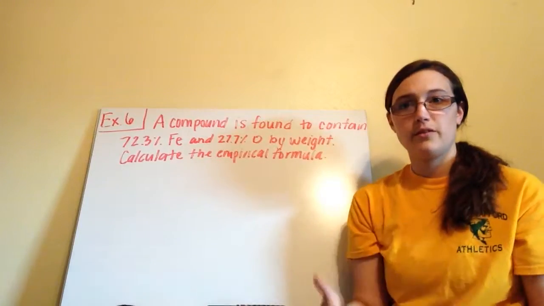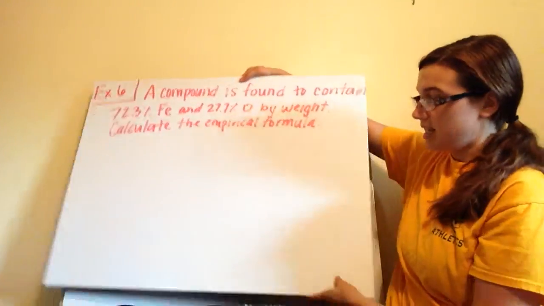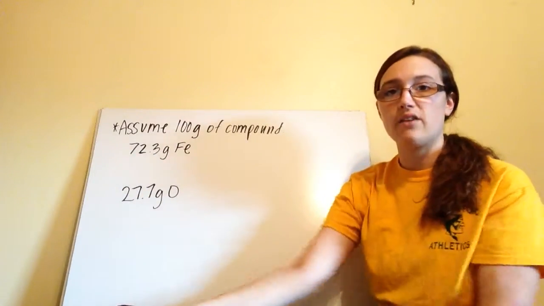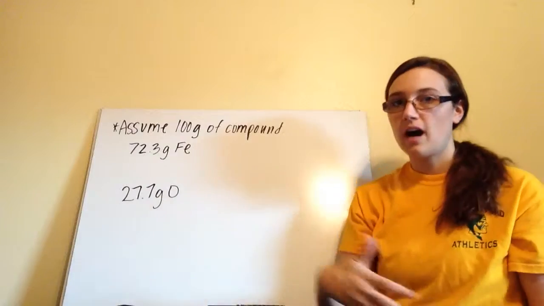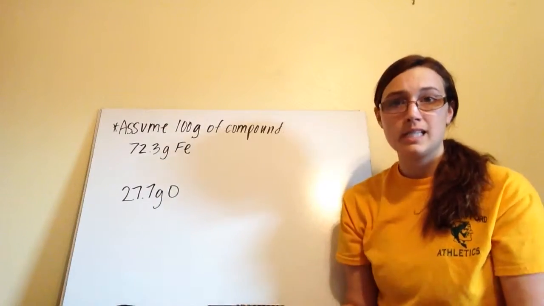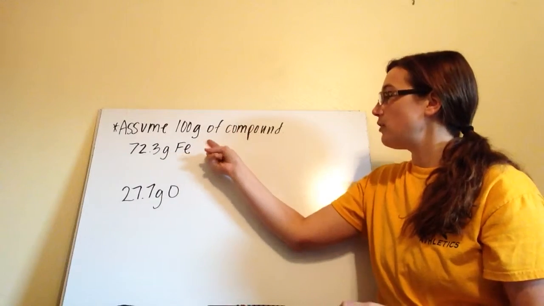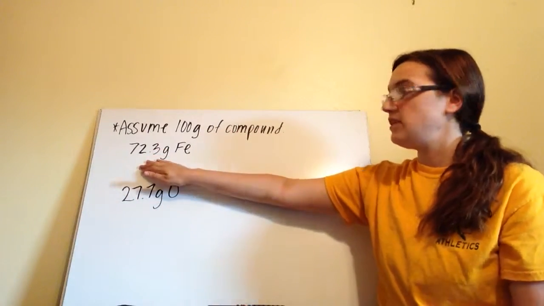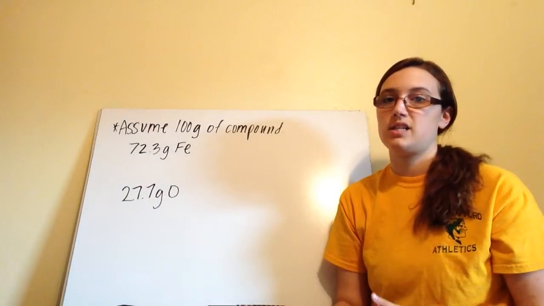In this problem, you're given percents. The best thing to do when you're given percents is to assume that you have 100 grams of the compound. Okay, because if you have 100 grams of the compound, 72.3% is going to be 72.3 grams. So if we assume 100 grams of the compound, we have 72.3 grams of iron, 27.7 grams of oxygen.